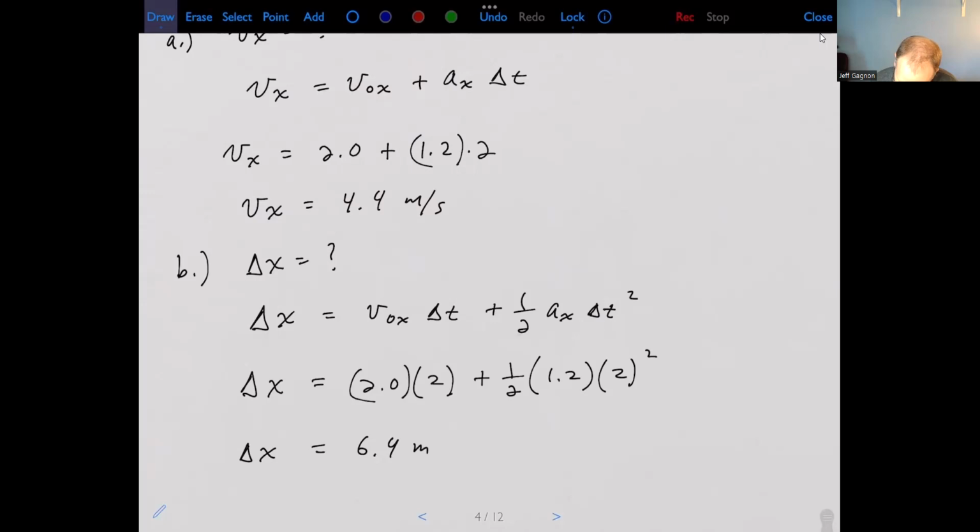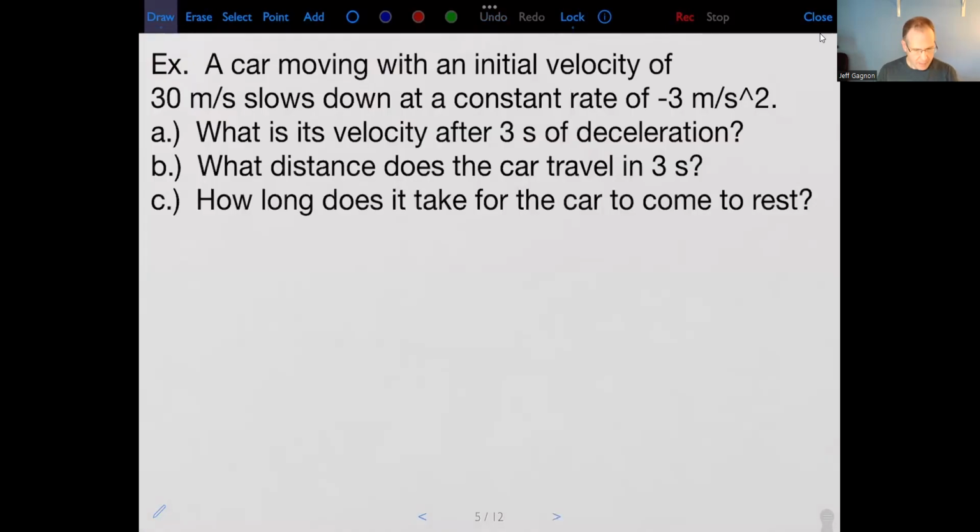Okay, another example. You're told a car moving with an initial velocity of 30 meters per second. Actually, let me start writing down what we know. So we know the initial velocity is 30 meters per second, slows down at a constant rate of -3 meters per second squared. So that's the acceleration, right? And it's negative because they're moving to the right and slowing down. So ax is going to be -3 meters per second squared.